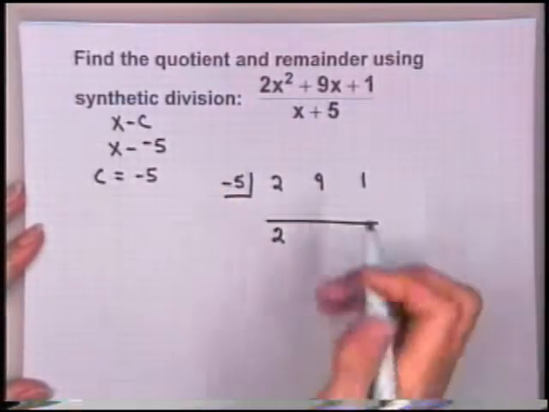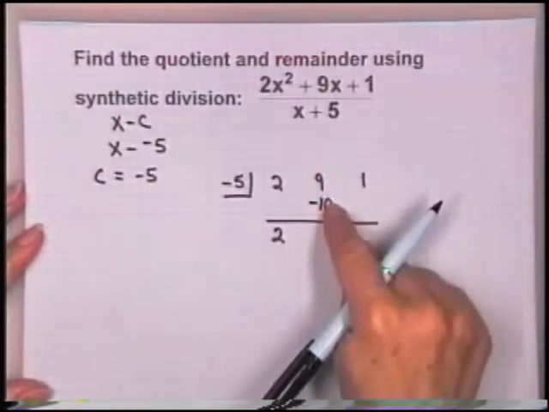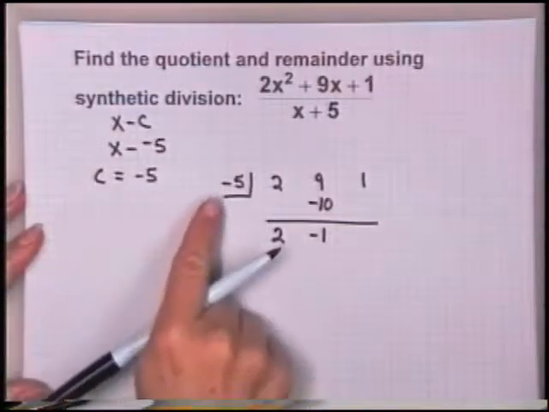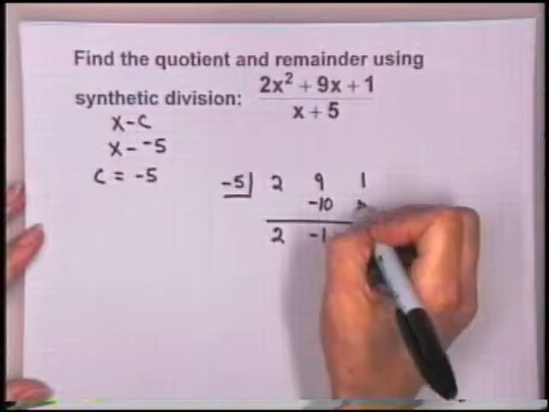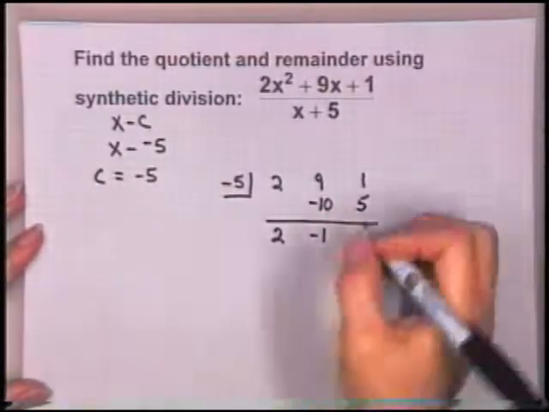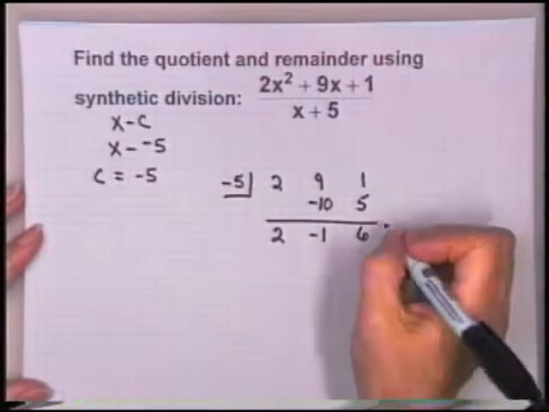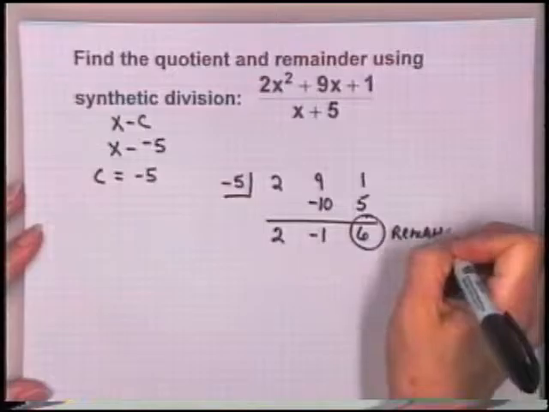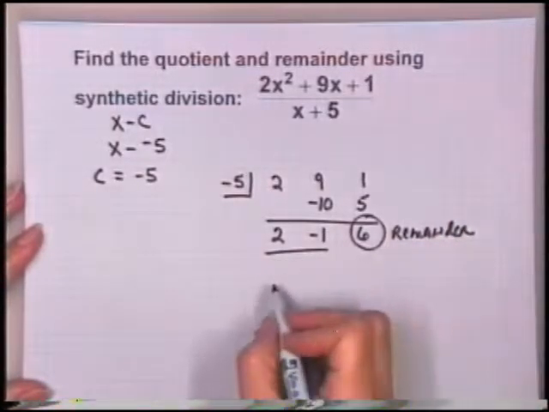Multiply. Negative 5 times 2 is negative 10. Okay? Add those. 9 minus 10 is a negative 1, isn't it? Okay? Multiply again. Negative 5 times negative 1 is a positive 5. Okay? Add again. 5 plus 1 is 6. Now that's easy. What is this last number? That is my remainder. Okay? So this gives me the coefficients of my quotient.